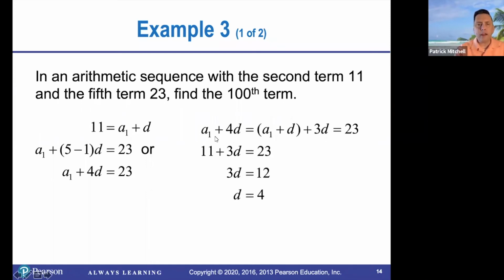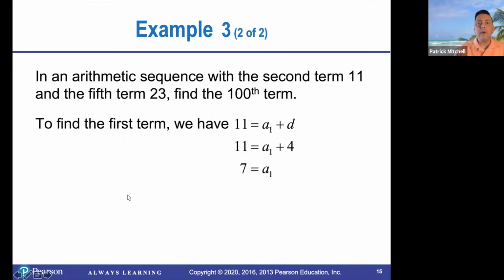So now if we rewrite A1 plus 4D as A1 plus D and then plus 3D, so we're just splitting the 4D into D plus 3D, and we know that this part here is equal to 11. That gives us 11 plus 3D equals 23. If we subtract 11 from both sides, that gives us 3D equals 12. And now if we divide both sides by 3, we get D equals 4. Okay.